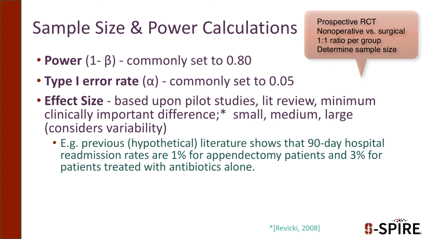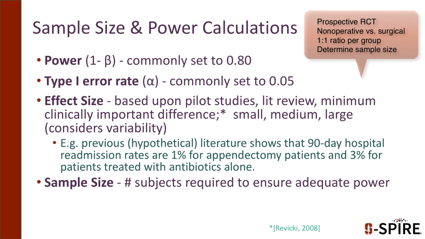Back to our hypothetical example. Let's say we scoured the appendicitis literature and found evidence that 90-day hospital readmission rates are 1% for appendectomy patients and 3% for patients treated with antibiotics alone.